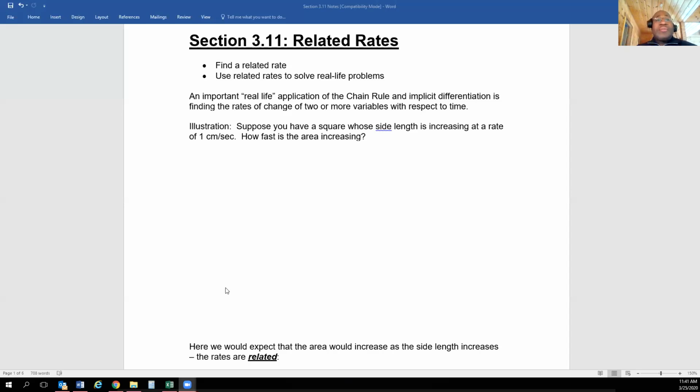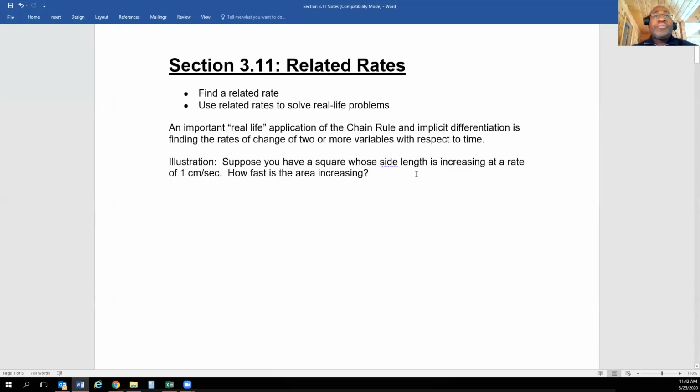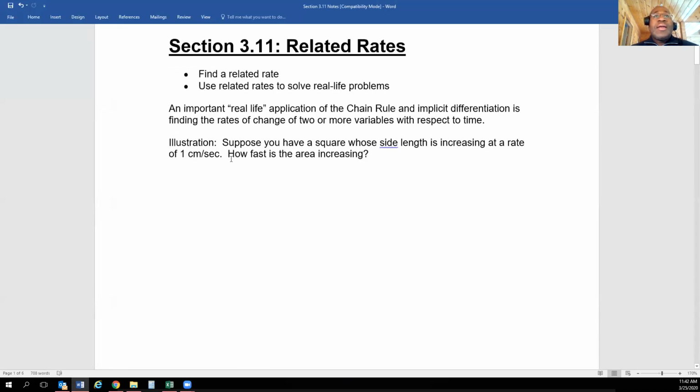All right, so our objective today is going to be to talk about what related rates are and how to find related rates, and then how to use related rates to solve real life problems. Within related rates, we're going to be using two parts of differentiation, the chain rule and implicit differentiation. And we're going to be looking at finding the rates of change of two or more variables with respect to time.